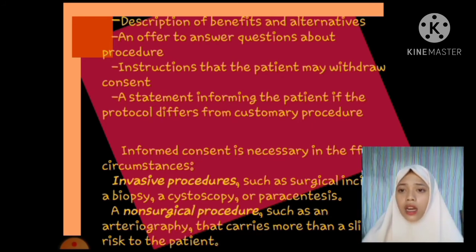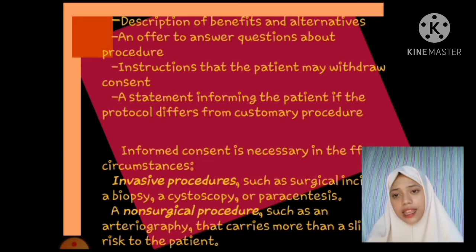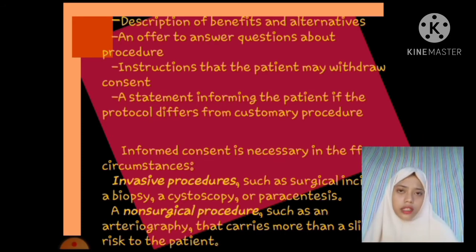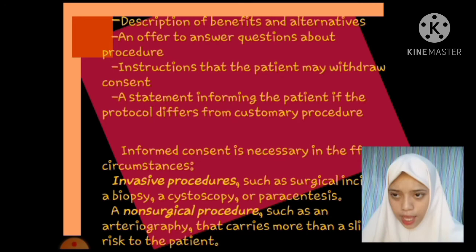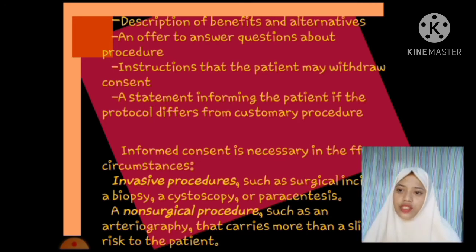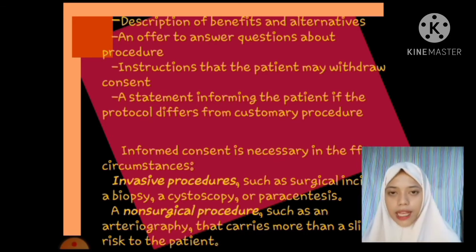And paracentesis, which is the removal of fluids from our abdomen, also to diagnose infections. And then surgical procedures, such as angiography, that carry more than a slight risk to the patient. Angiography uses X-ray to examine and view our blood vessels.